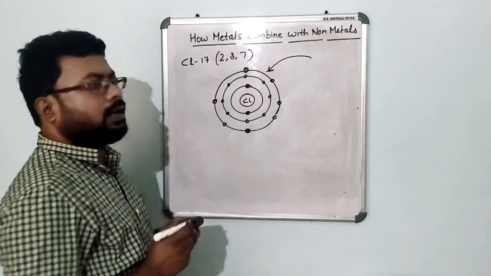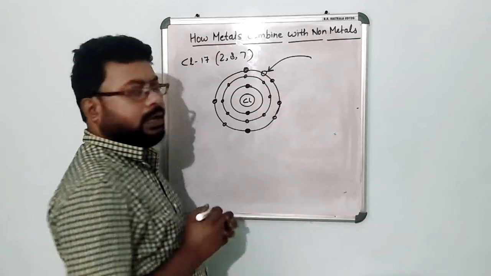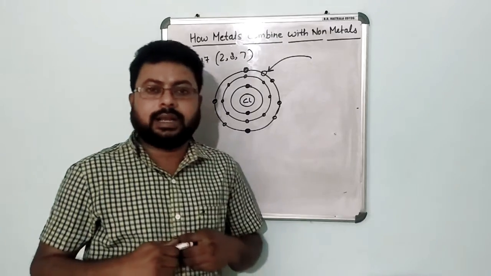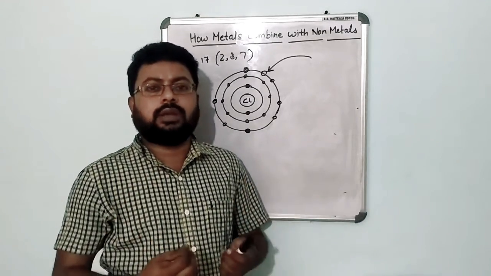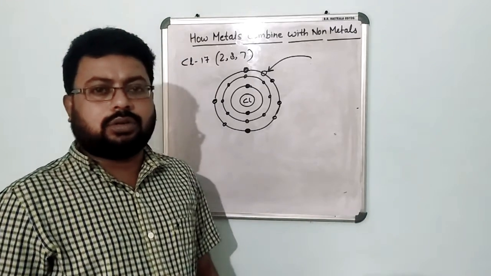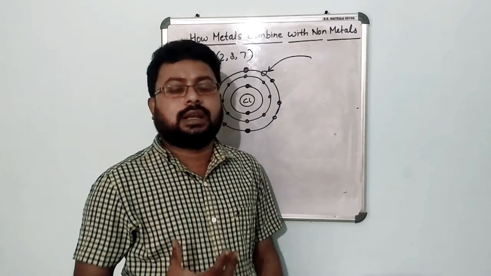Okay, it will gain electron from outside and thus it will complete its octet. It will complete its octet and it will become stable. So besides chlorine, there are other elements also. For example, sulfur is another element which can gain electron.